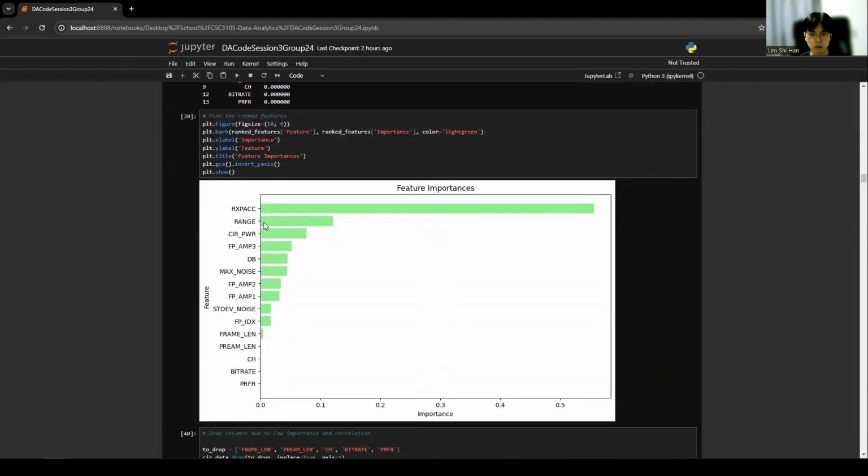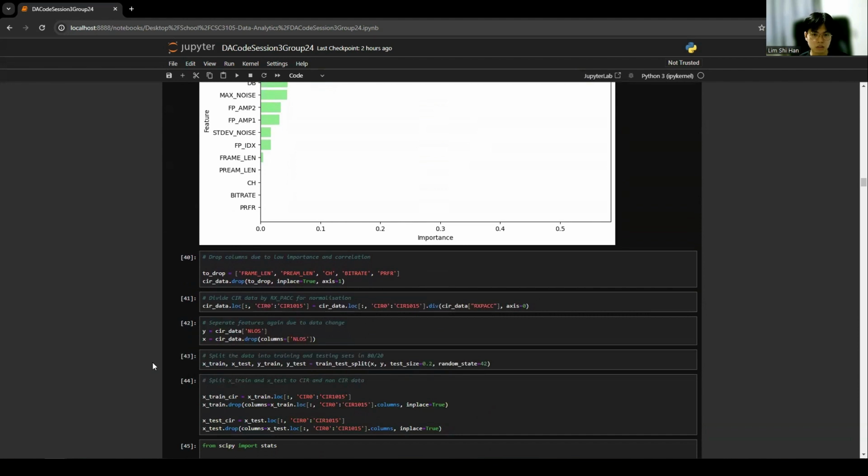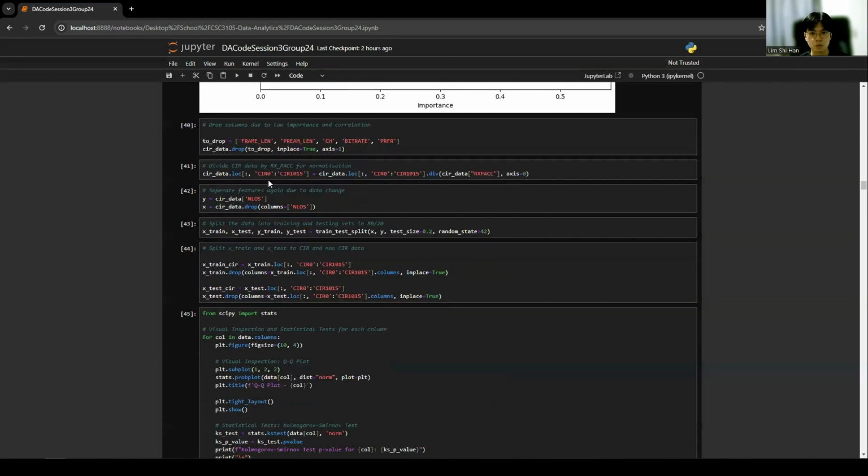This is just a bar graph to show how important our features were. So as you can see, preamp length all the way until PRFR had no significant use in our case. So because we didn't want to incur more computational costs, we dropped them. Next, we normalized our CIR data by RXP ACC, and then we did our train test split. We did our train test split in 80-20 because we found that our data set was large enough to accommodate an 80-20 split.